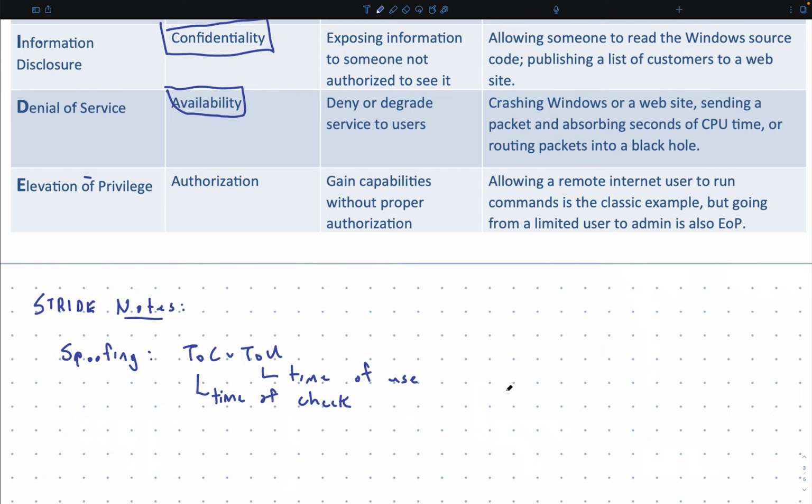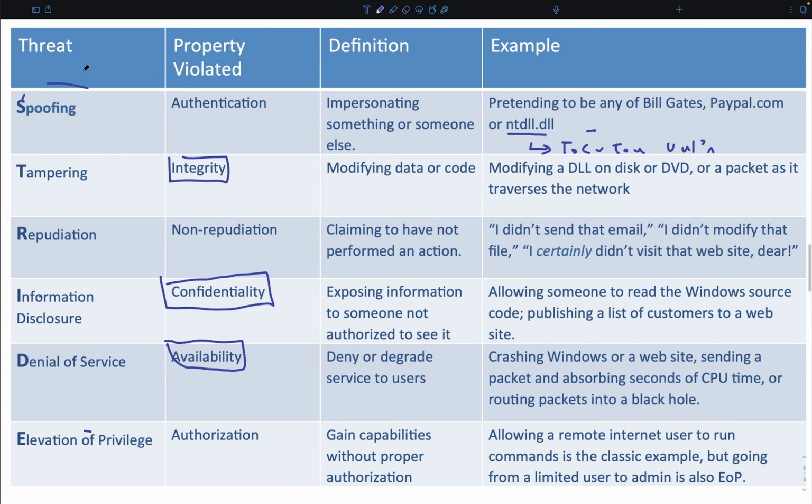Well, then you'll just check forever, right? So you need to somehow lock things, do your check, do the thing that you want to do, and then release it, right? And so anyway, that's one example of a more advanced version of spoofing. You can go a little deeper than this, but anyways.